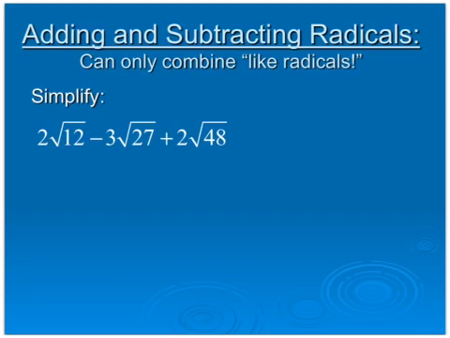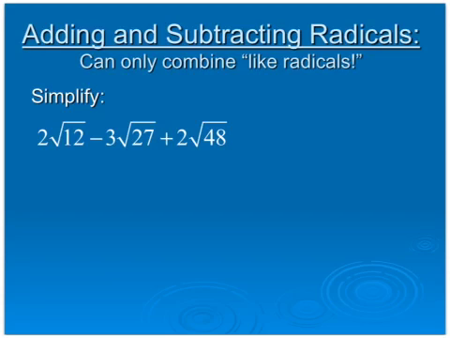So the only real rule you need to know here is that you can only combine like radicals, similar to like terms. So if the radicands, which are these guys in here, are not the same, you can't add them. So you may be thinking we can't do this problem, but what you need to think about is that we can actually simplify these: 12, 27, and 48.